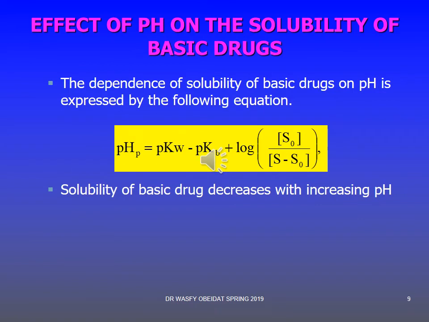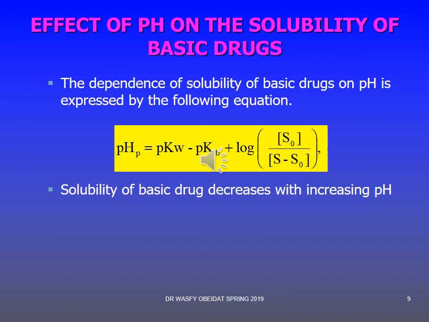Similar to the weak acids, we can also derive an equation relating the solubility of weak bases to the pH of the medium. The equation that you see in this slide is derived using the Henderson-Hasselbalch equation to relate the solubility of weak bases to the pH of the medium. It is very similar to that for weak acids, except for the ratio of S and S minus S naught, where they are flipped over.